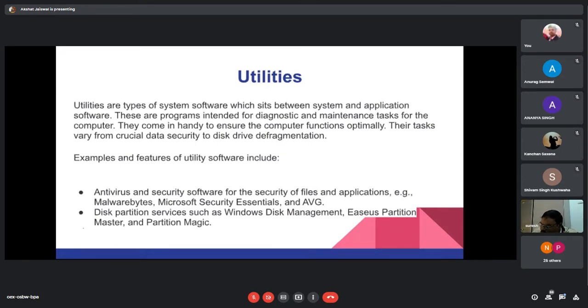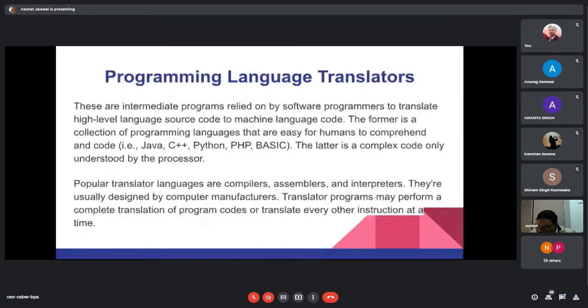Examples and features of utilities software include antivirus and security software for the security of files and applications, for example, Malwarebytes, Microsoft Security Essentials, and AVG. Disk partition services such as Windows Disk Management and Partition Magic, etc.